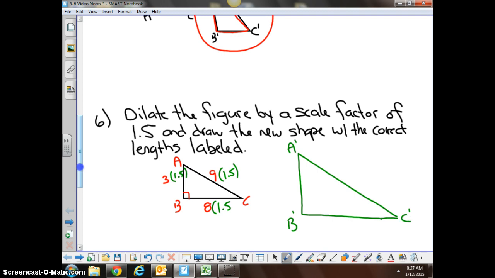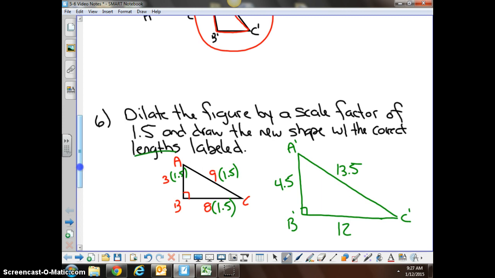It is not the original, so I mark it with A prime, B prime, C prime. And then I'm going to label my new dimensions as the problem tells me to do. 3 times 1.5 is going to give this side length a new length of 4.5. 9 times 1.5 is going to give this side a length of 13.5. And the bottom, 8 times 1.5, is going to give this side length a measurement of 12.